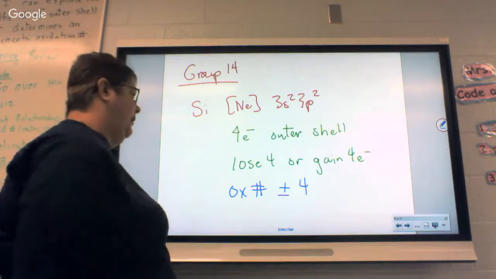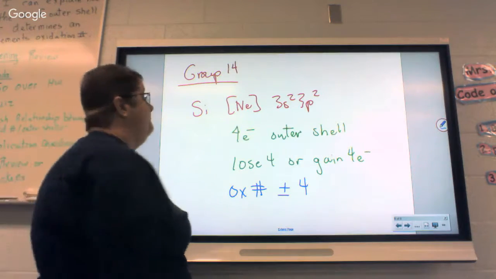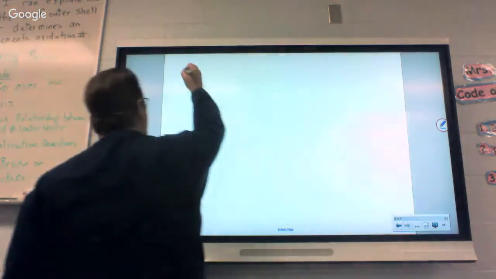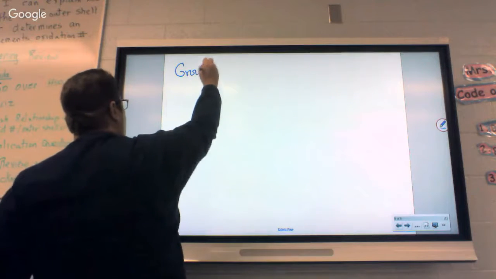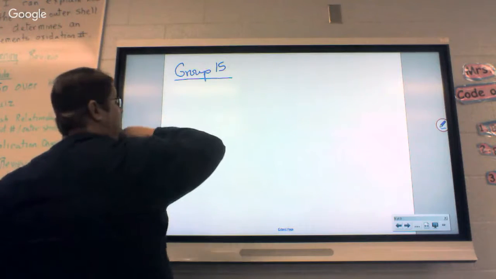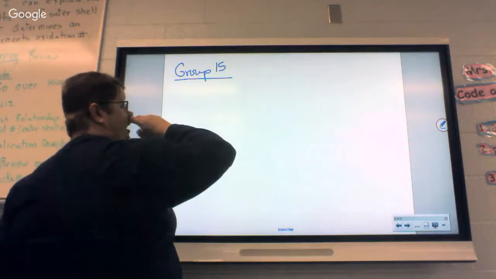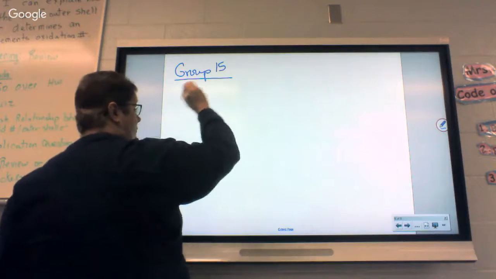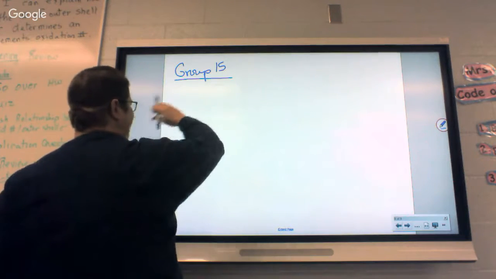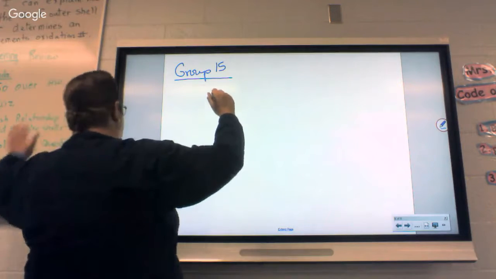All right, so we talk group 15. So group 15 has how many outer shell electrons? Without writing the configuration this time. It has 5. How many electrons does it have?